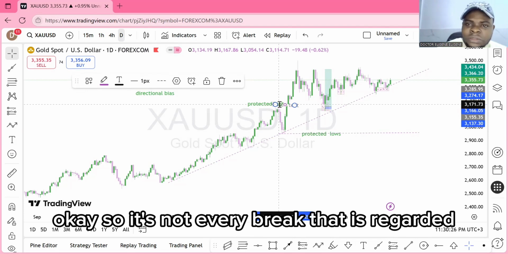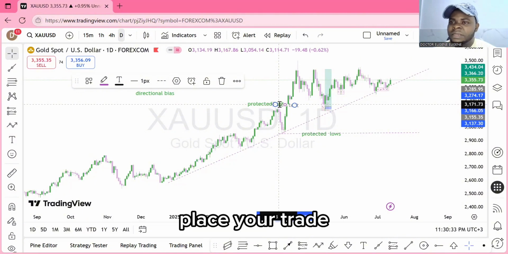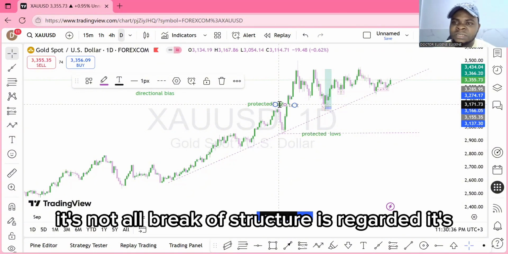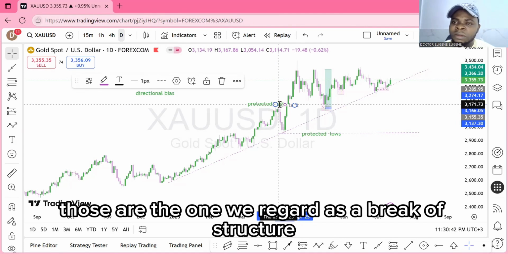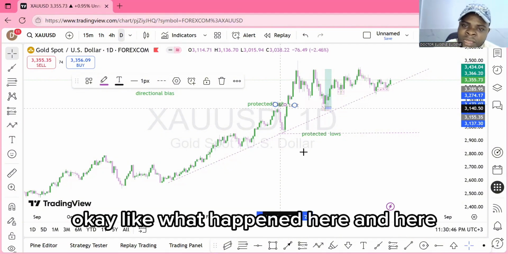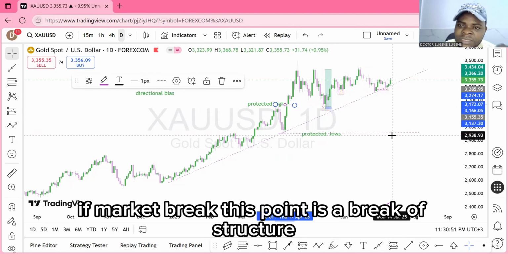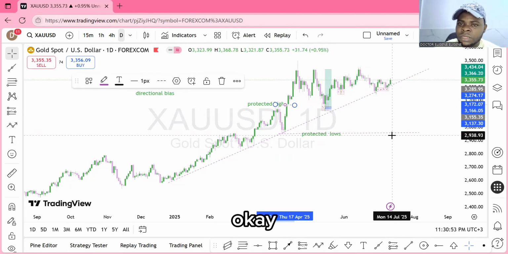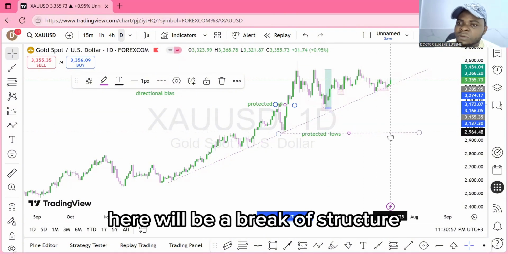Okay, so it's not every break that is regarded, unless you just want to place your trade. It's not all break of structure that is regarded. It's only the one that breaks the protected highs and lows. Those are the ones we regard as a break of structure. Like what happened here and here. This is a break of structure. If market breaks this point, it's a break of structure. Okay, here will be a market structure shift. Here will be a break of structure.